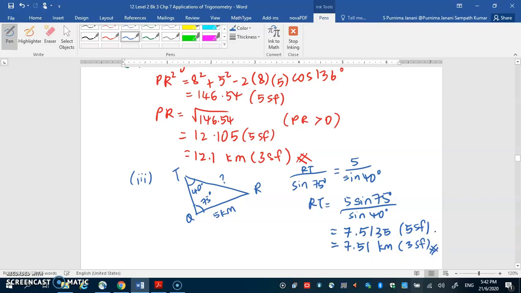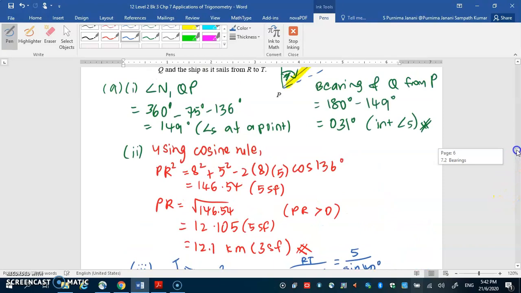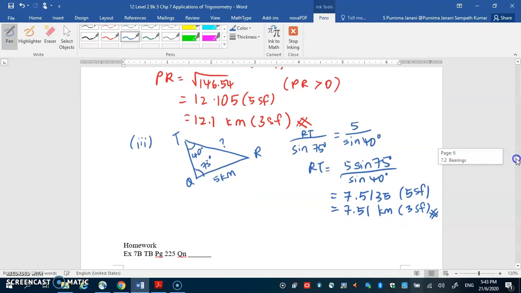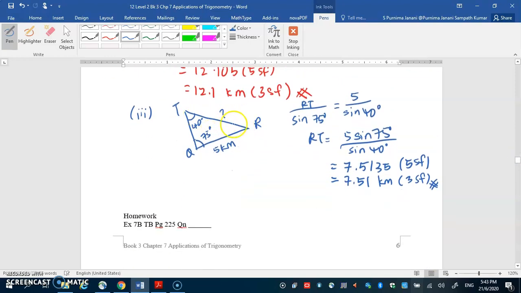Very nice. Okay, now moving on to the last part. This is actually quite a long question, but you have to do it step by step. The last part is the shortest distance between the point Q and the ship as it sails from R to T. So now the ship is sailing from R to T. I can just use this triangle. And they ask for the shortest distance from Q. Okay, recall that the shortest distance is always the perpendicular distance.